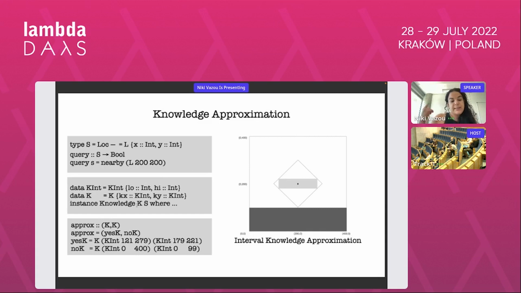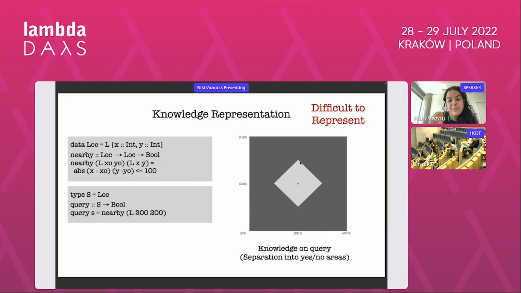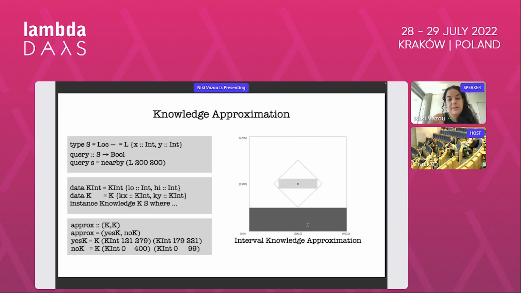And then to approximate data that contain integers, basically I'm using one k-int for each integer. So to approximate a location that has two integers, x and y, I'm using the knowledge of the x integer approximation and the knowledge of the y integer approximation. And then it's quite straightforward to see how we can define an instance that says that the k approximates my secret, where my secret is the location, right? So this was my concrete knowledge, and I'm going to approximate it with intervals. So this is one interval approximation.